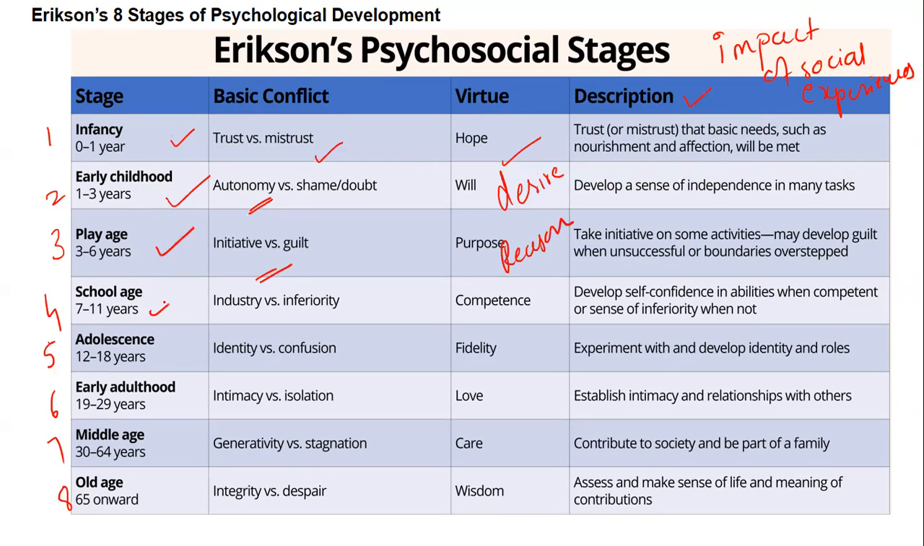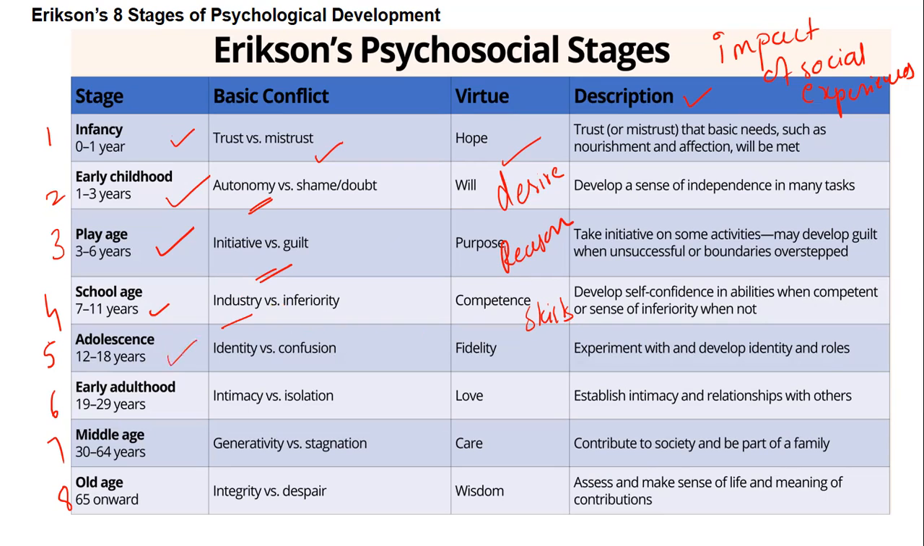The next stage is the school age, between 7 to 11 years, where it is industry versus inferiority, with respect to competency or skills, which develops a sense of self-confidence. It can be competence, or it can be a sense of inferiority when not. For example, when you come across certain social experiences, what type of experiences gives you confidence and what type brings inferiority is dealt with in this particular stage.